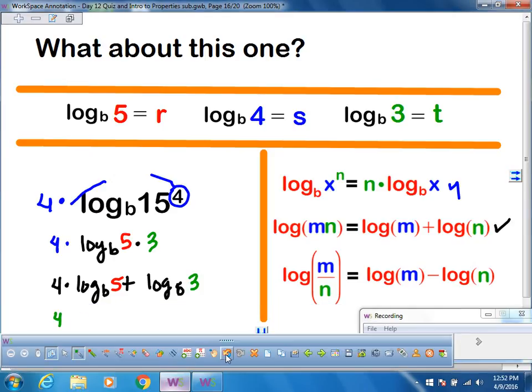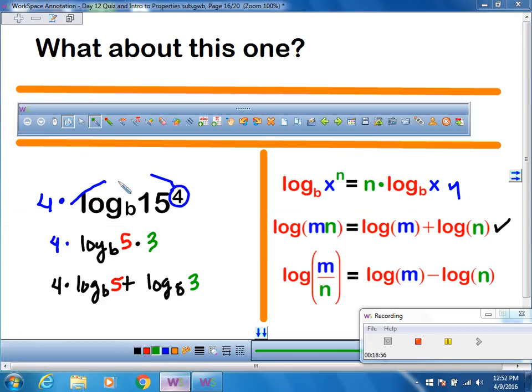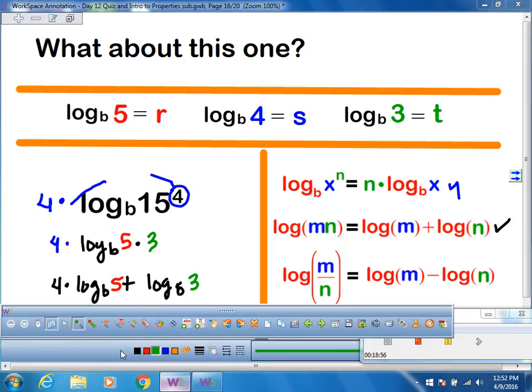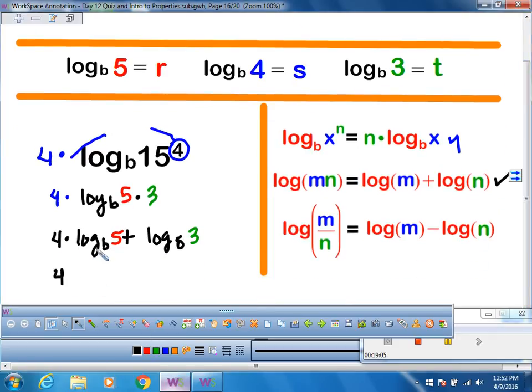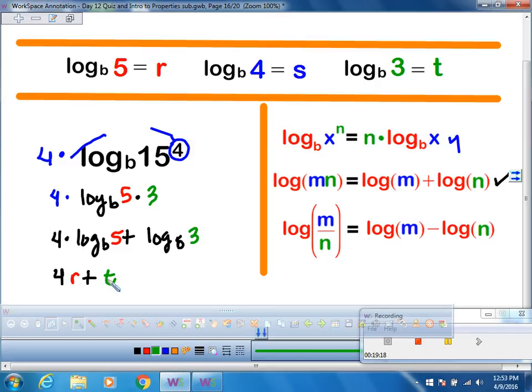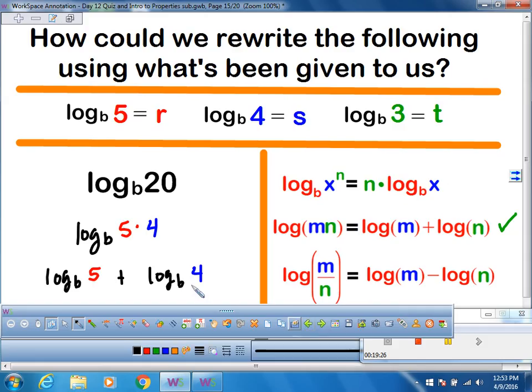4, log b5 is r, so we'll substitute in r, plus log b3 is t. So I have 4 r's plus a t. Should be writing equal signs here. They're all equivalent. Should have done that on this one too. They're all equivalent.